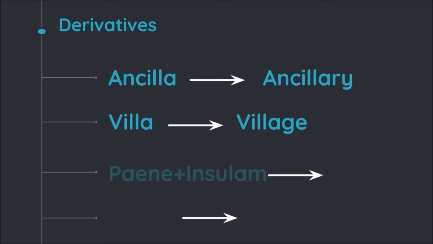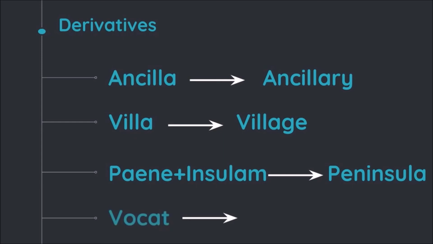Now let's look at one that was simply two Latin words combined. And it makes a lot more sense when you think about it. Paene and insulam. Paene means almost in Latin, and insulam means island. Almost an island. Paene, insulam, peninsula. Because a peninsula is surrounded on three sides with water. It's not an island, but it is almost an island.